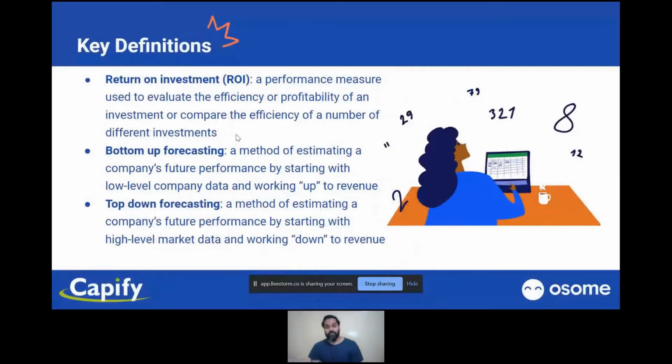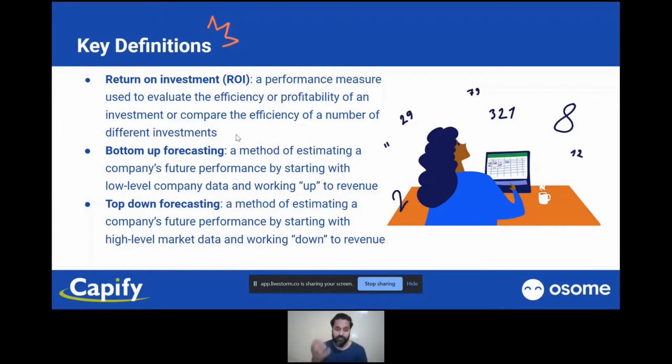So before jumping into more detail and understanding how it actually affects your regular day-to-day business, let's understand some key definitions, because we'll be talking about them and we need to know the jargon and how it actually works. So return on investment is a really key item that is used a lot in budgeting and forecasting, because it helps you understand the actual performance for the investors.